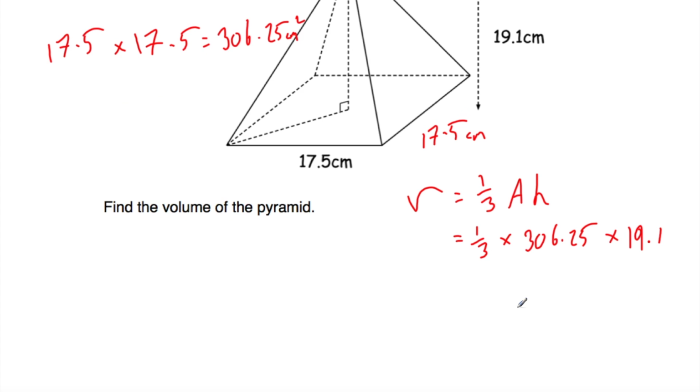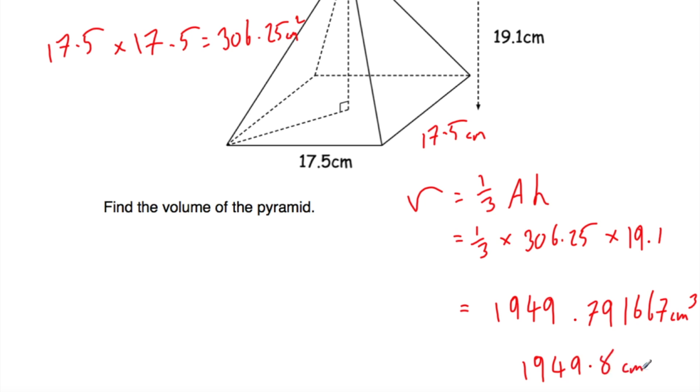And then if we just type that into our calculator, a third times 306.25 multiplied by 19.1, that's equal to 1,949.791667 centimeters cubed. And that's the volume of that pyramid. And we haven't been asked to round it to so many decimal places, so you could just leave it like that. Or I'm going to round it to one decimal place. I'm going to write 1,949.8 centimeters cubed to one decimal place, to 1 dp. And that's it. Okay, let's look at our next question.